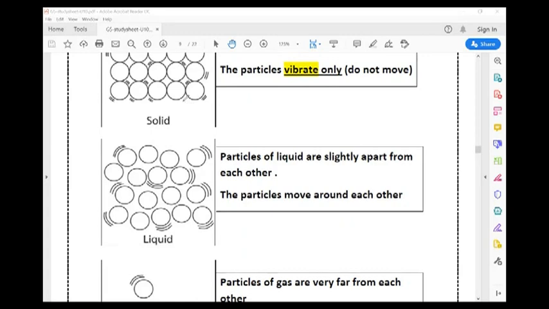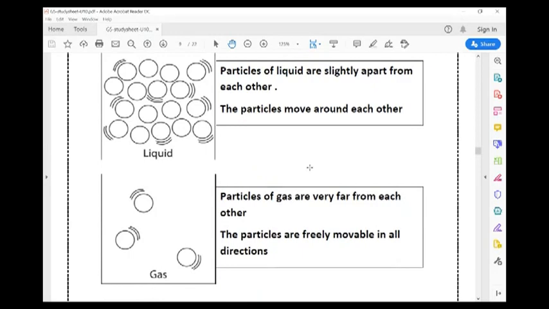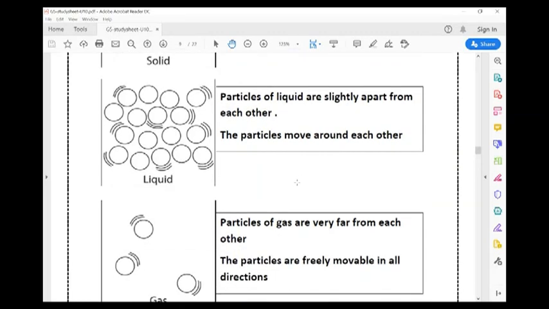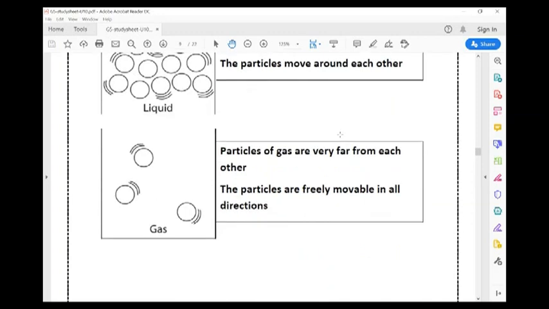What about the gaseous state? Before going to the gaseous state, the liquid particles move around each other. They have a space and are a little free to move around each other, not like the solid particles, which vibrate only. They have limited movement in the solid state, but in the liquid state, they have a kind of free movement around each other.